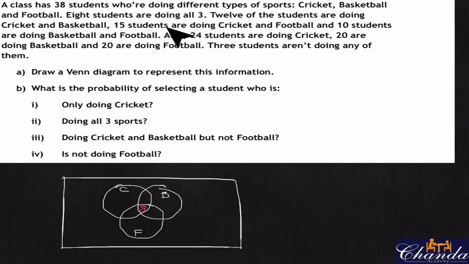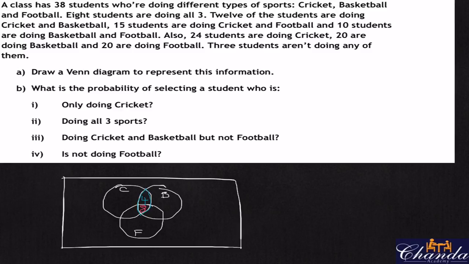Next, it says 12 of the students are doing cricket and basketball. So we are now looking at this particular intersection there, let me use a different color here. That is the cricket and basketball intersection. Now, as you can see, we already have an 8 in there. If there are 12 in total, that means this particular part will be a 4.